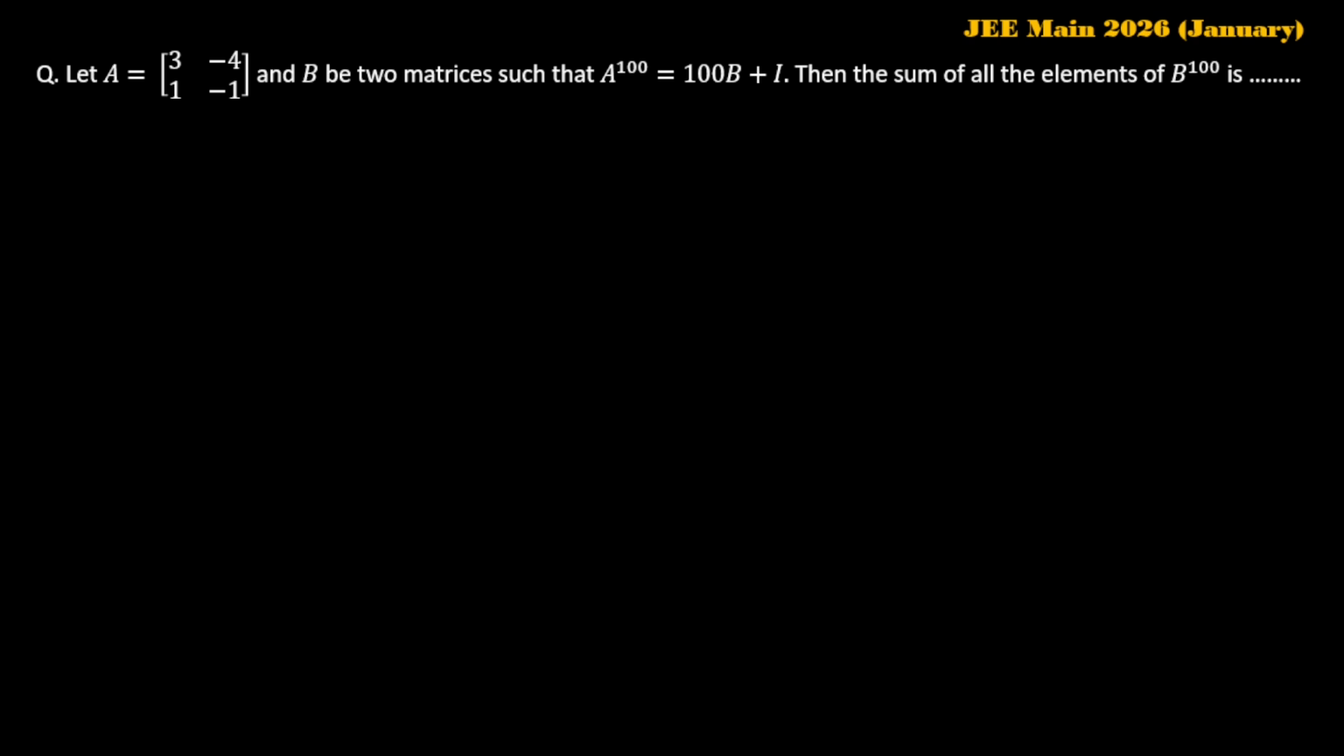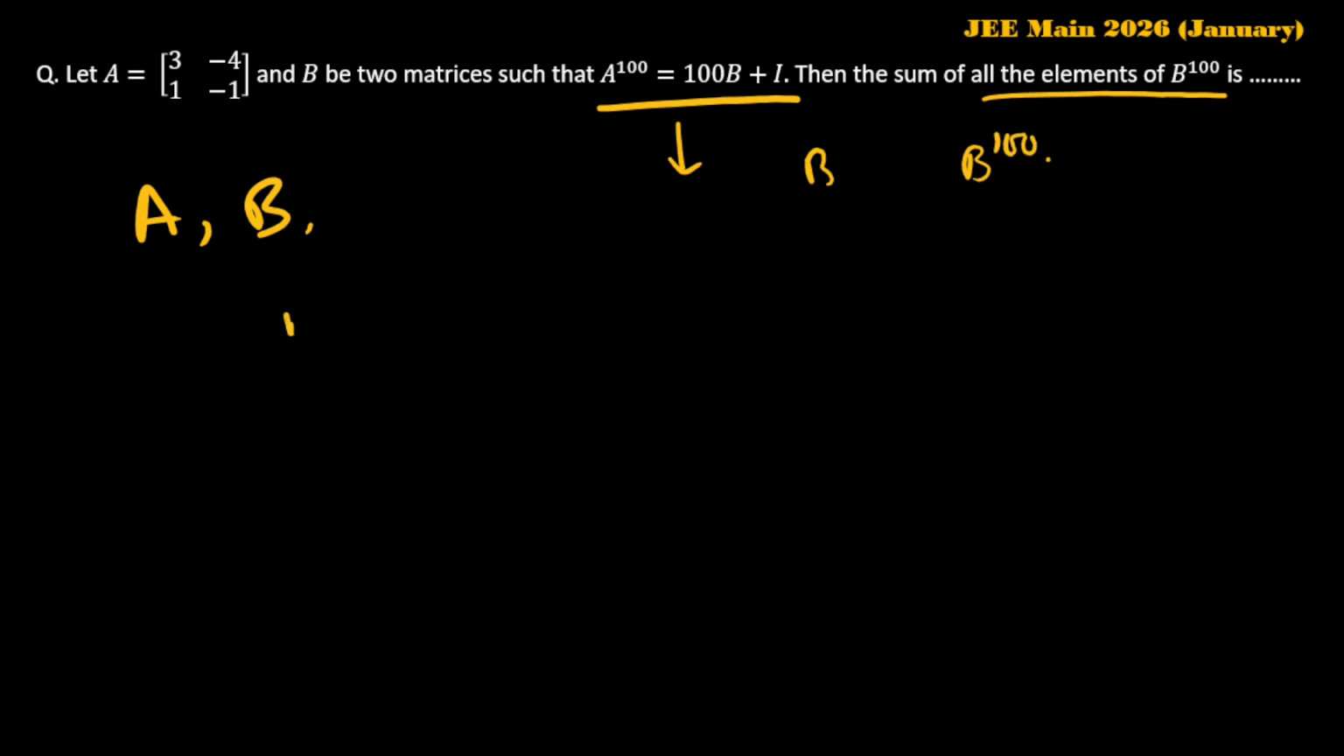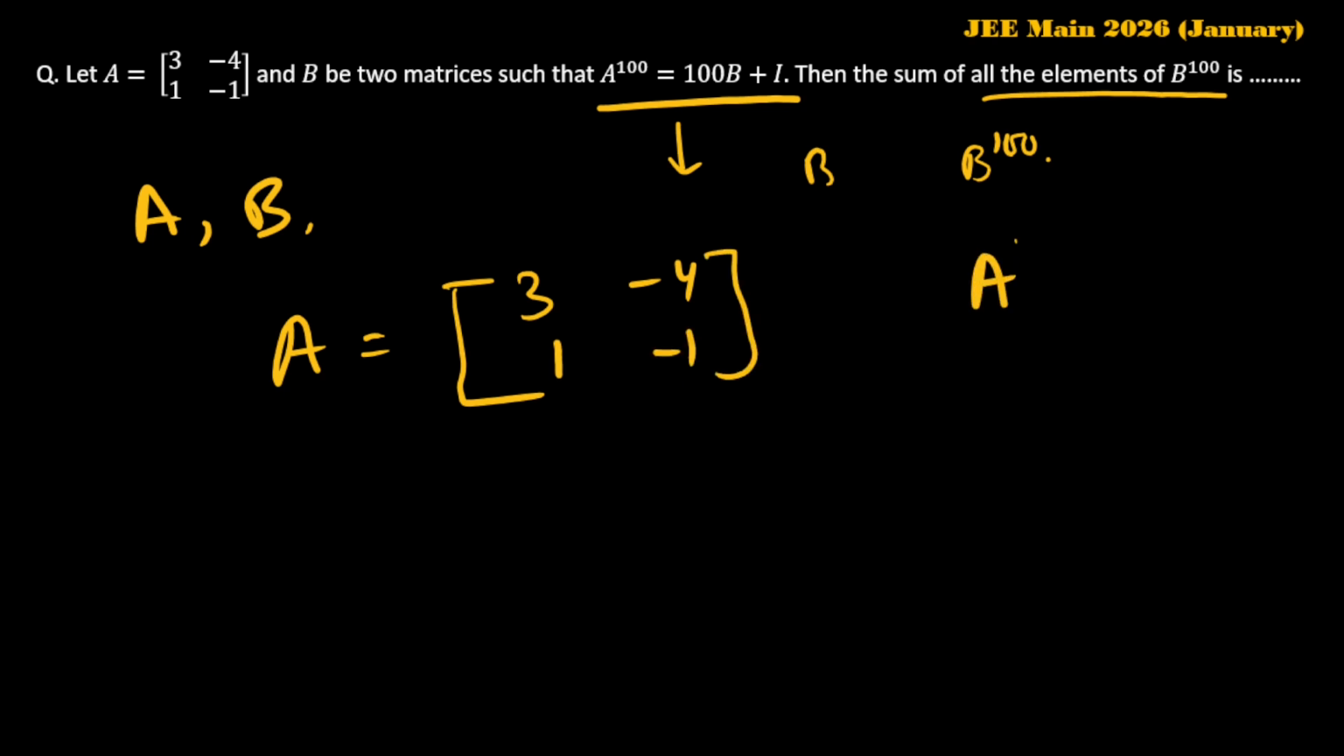In the question, it is given that A and B are two matrices of order 2 by 2 and this condition holds. Then we need the sum of all elements of B power 100. So from this relation we want to find B, then sum all the elements of B power 100. Given that A is equal to [3, -4; 1, -1], we need A power 100. So in this case we want to see the pattern of A's powers.